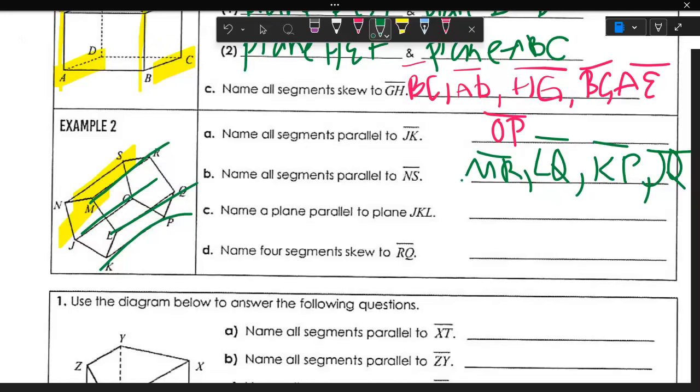Name a plane parallel to plane JKO. So it's that face right there. So it's going to be the other face. And we use three letters. So we're going to say plane SRQ. Name four segments skew to RQ.